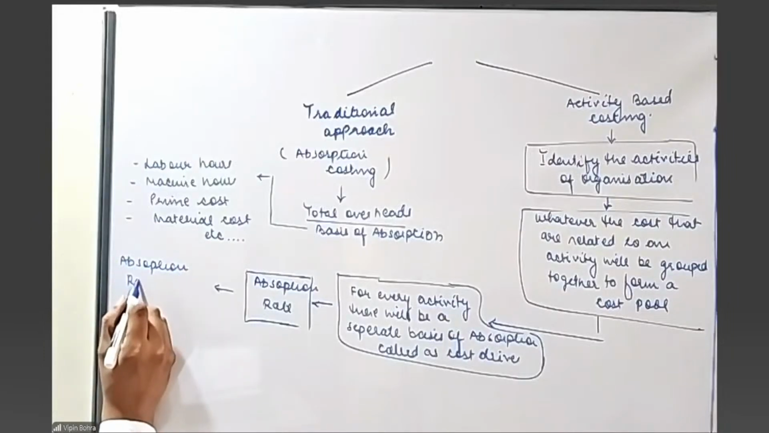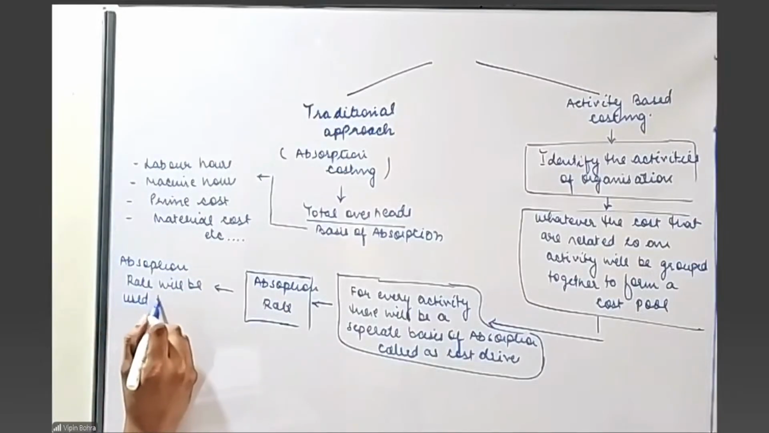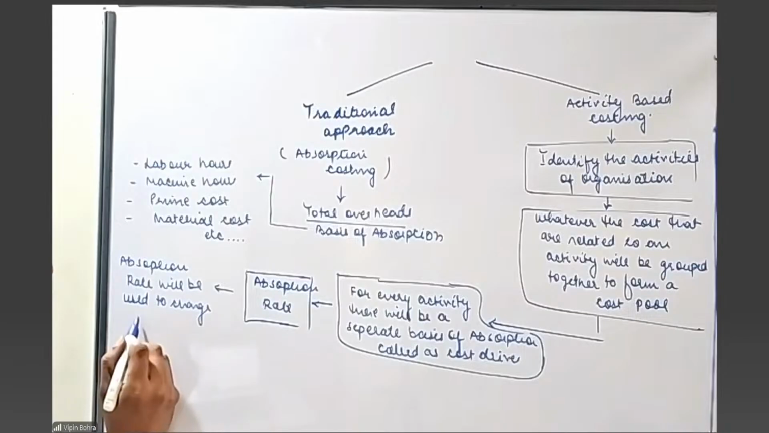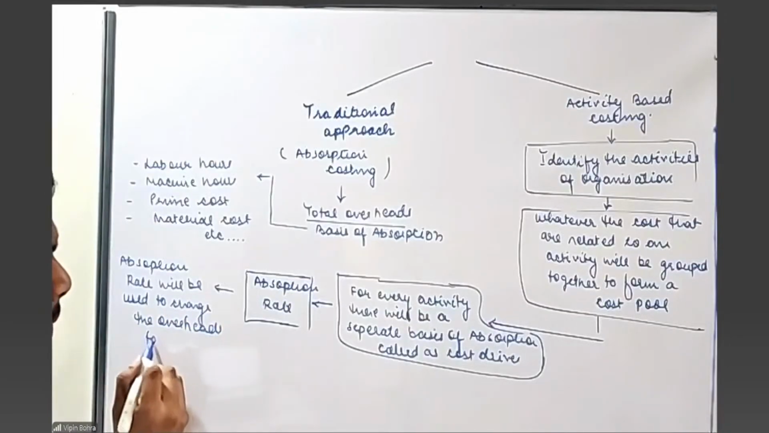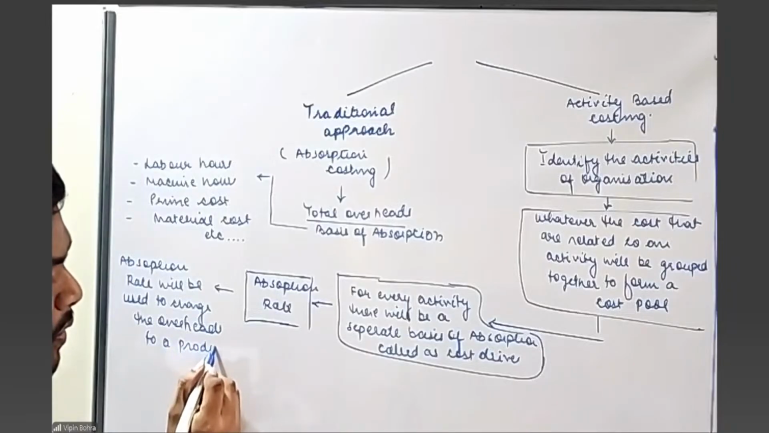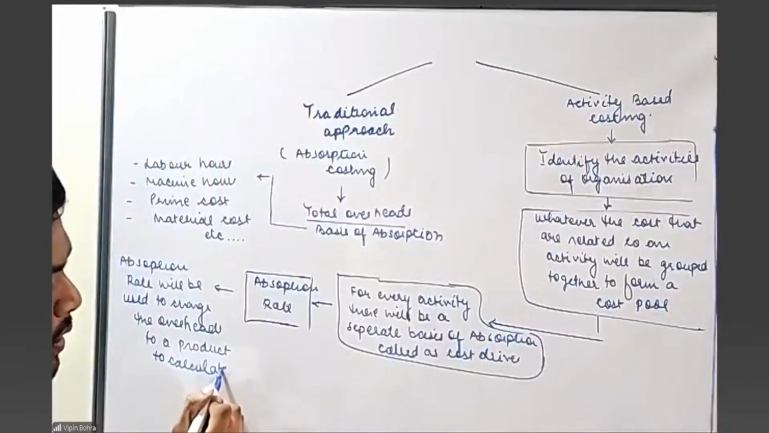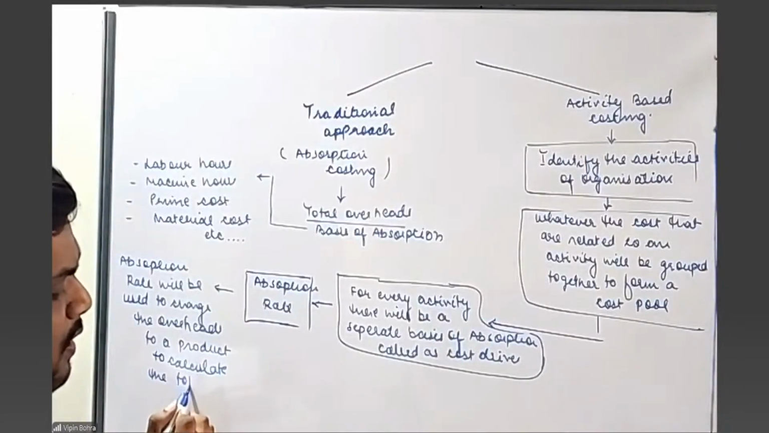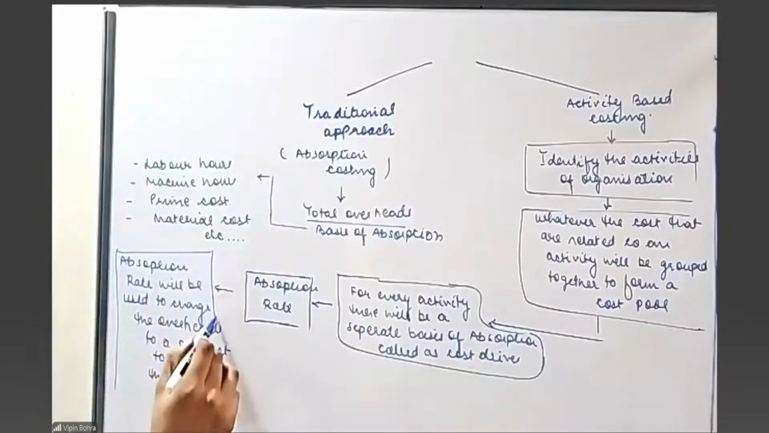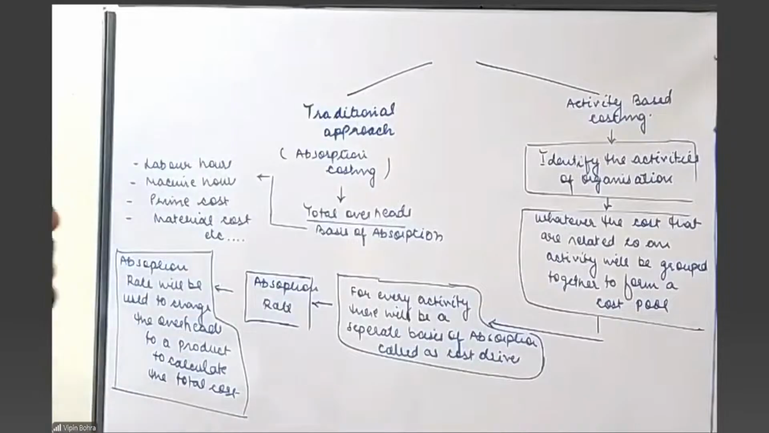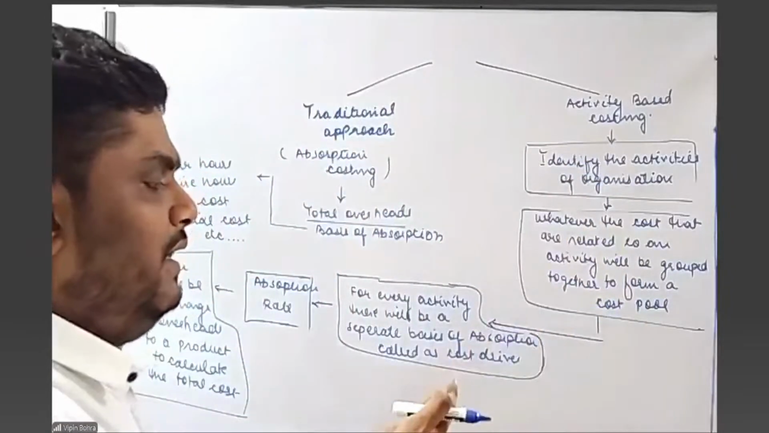Absorption rate will be used to charge the overheads to a product to calculate the total cost. So these are the various steps. Activity identify कीजिए, total cost निकालिए.